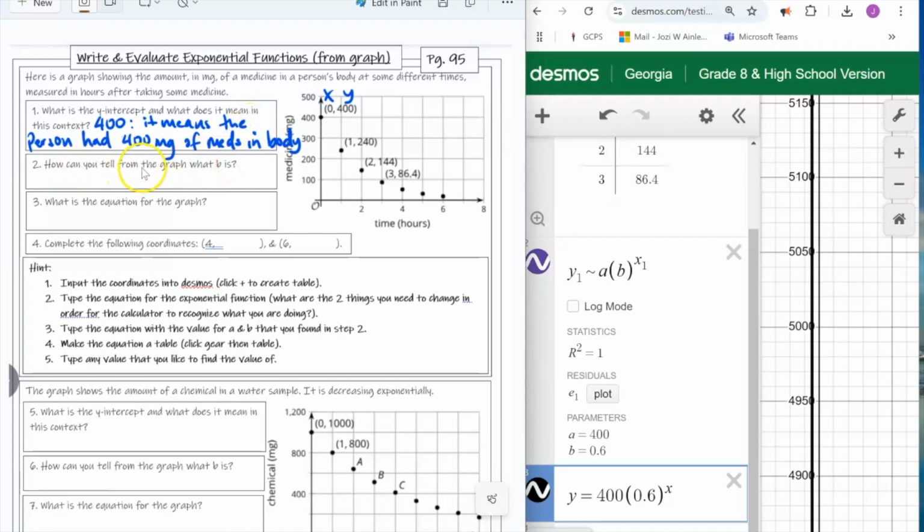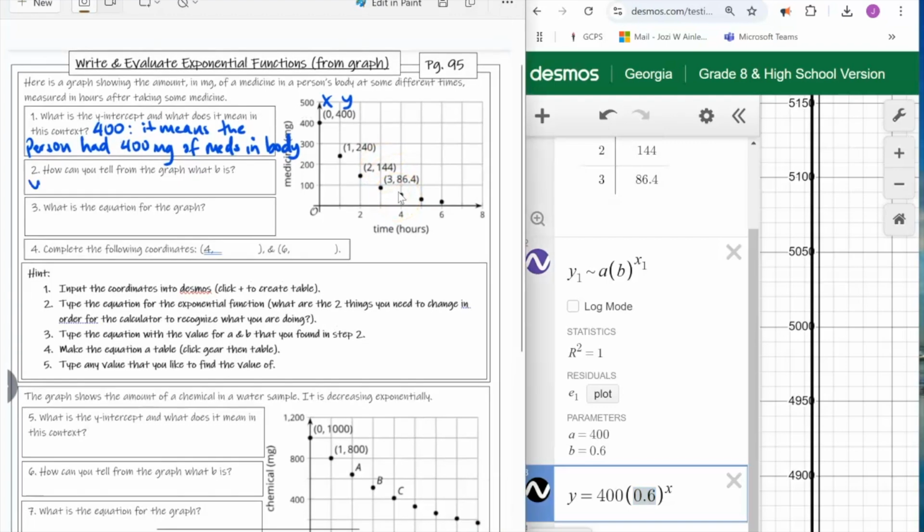All right. Number 2, how can you tell from the graph what B is? Okay. So how do I find B? How do I find this 0.6? That's the question. So remember, from a graph, you're supposed to take the second Y value divided by the first Y value. So my second Y value is 240 divided by my first one, which is 400.